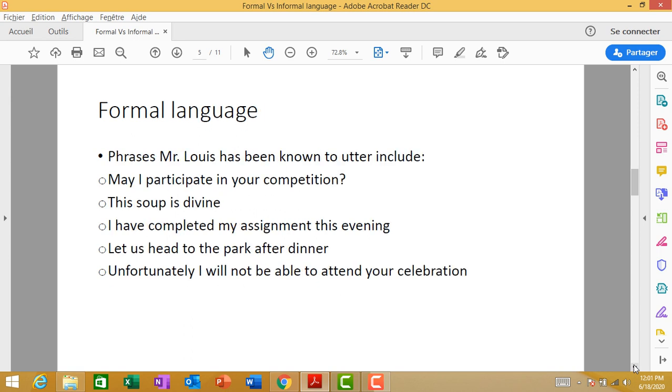Formal language. We're still going over formal language. Now let's talk about some phrases that Mr. Louis has been known to utter. You see here, I didn't use the word say, I used the word utter. This is kind of uncommon. It's an uncommon way to say. But because I'm trying to sound formal, I just use it as an example here.